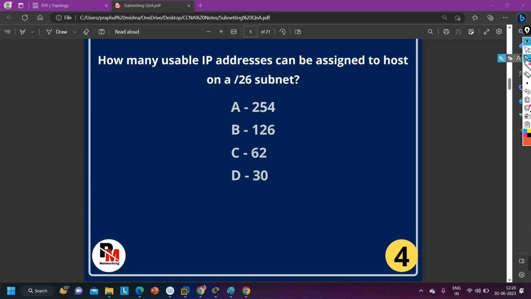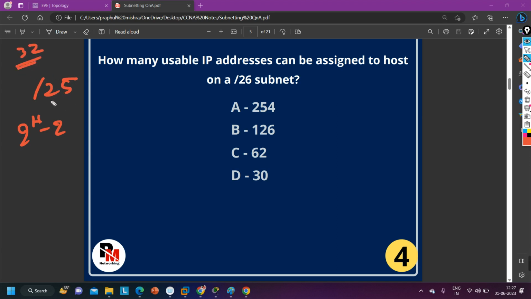Why did you choose this, sir? Can you explain this question? Yeah, this question is asking that when I am using /26, then how many valid hosts I will get. If I ask another question, when I am using /25, then how many valid hosts will I get? How will you find the valid host? 2 to the power h minus 2. Here h is what? 7.